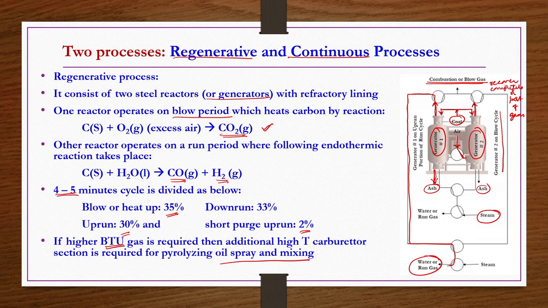Now, the problem in this one, the most important thing, is that the total cycle is 4 to 5 minutes, right? Making this 4 to 5 minute cycle, and then appropriately giving the coal feed rate and the appropriate steam volumetric rate, etcetera, is going to be very tough. So that is another challenging issue about this regenerative process.